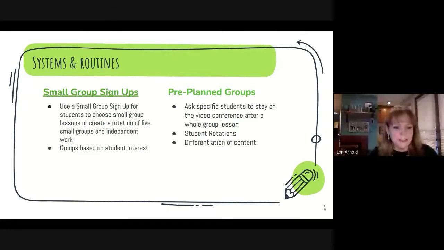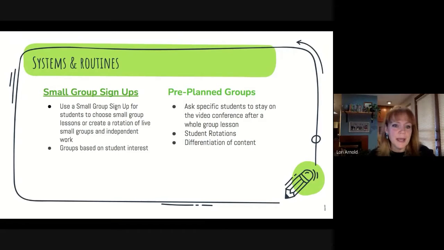So there is no magic in systems and routines that you guys don't already know. This is just like what we do at the beginning of the year, whether we're face-to-face or virtual. You want to make sure that you really spend that time setting your expectations so that your students have a very firm understanding of what exactly it is that you want them to do in their small group, whether it's a virtual small group or a face-to-face small group, or you have them mixed up where you have students that are with you in your classroom working in a small group with students that are at home.